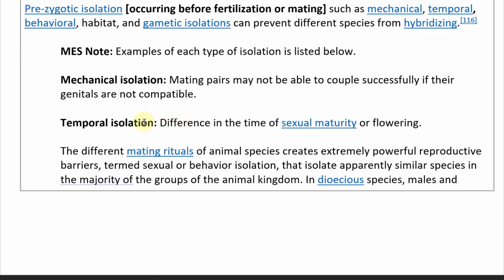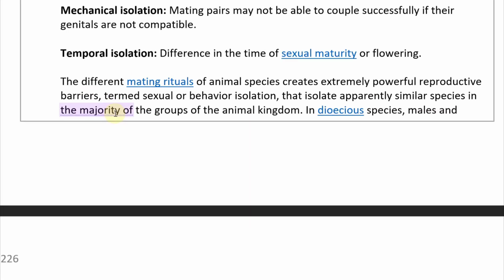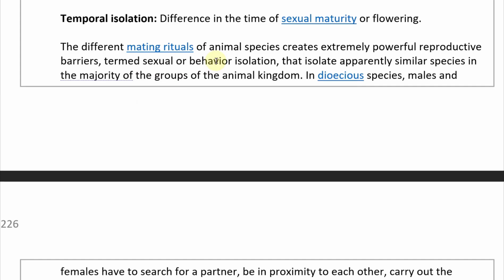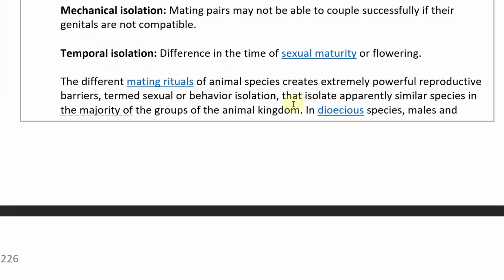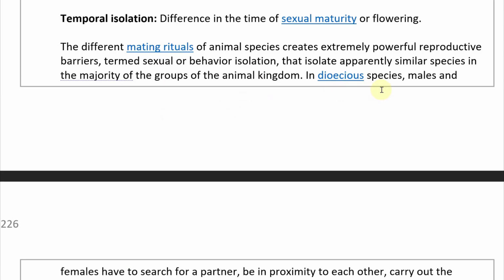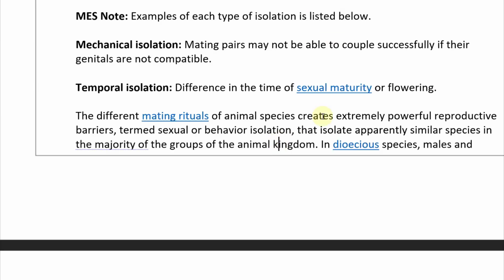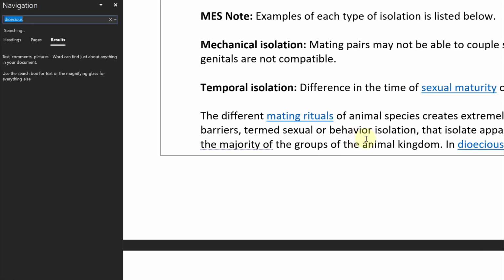And then we have temporal isolation, a difference in the time of sexual maturity or flowering. To speak more about this, here's another note. The different mating rituals of animal species create extremely powerful reproductive barriers, termed sexual or behavioral or even temporal isolation, that isolate apparently similar species in the majority of groups of the animal kingdom. In dioecious species, remember when we went over it, you have a male and a female that produce separate gametes. Let's have a quick recap of that from when I mentioned it earlier in the videos.